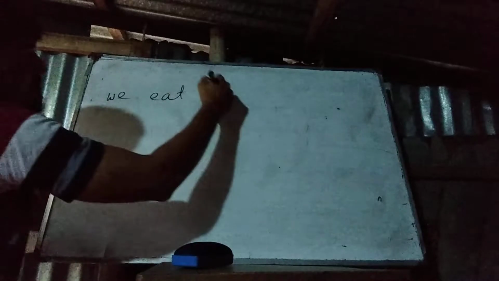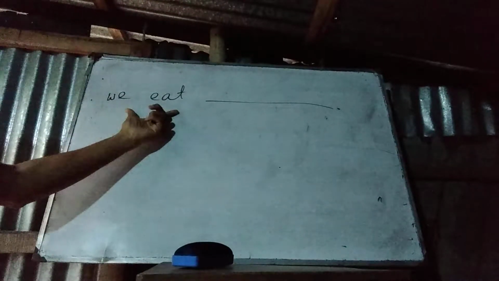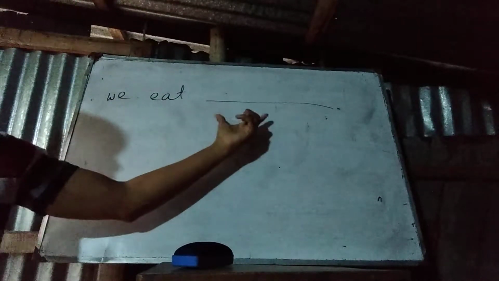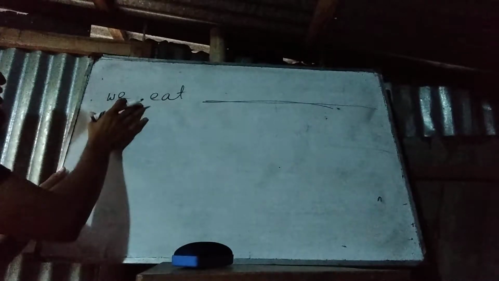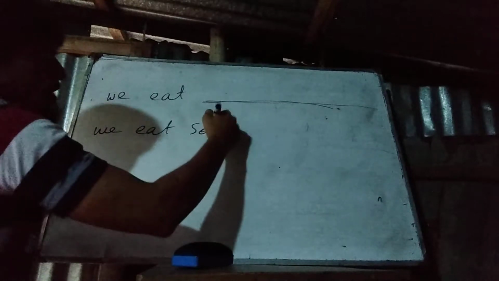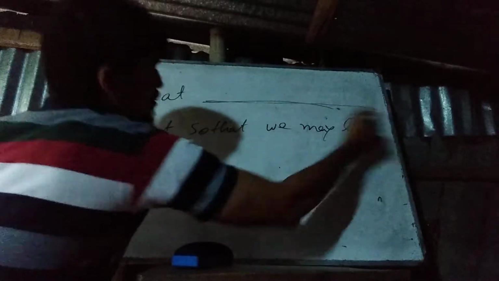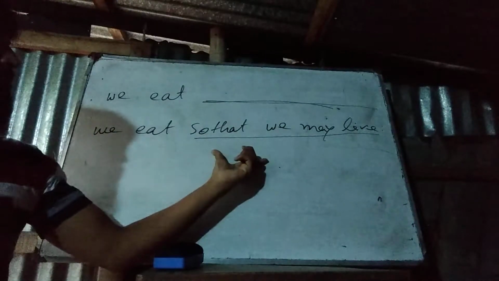We eat. This is a complete sentence. You see there is a part of the sentence, we eat, and you have to fill the rest of the part that is in the gap. So how can we fill the gap? Depending on the question, we eat. So we can write the answer likewise: We eat so that we may live. So we have to underline the part, the completing sentence, so that we may live.